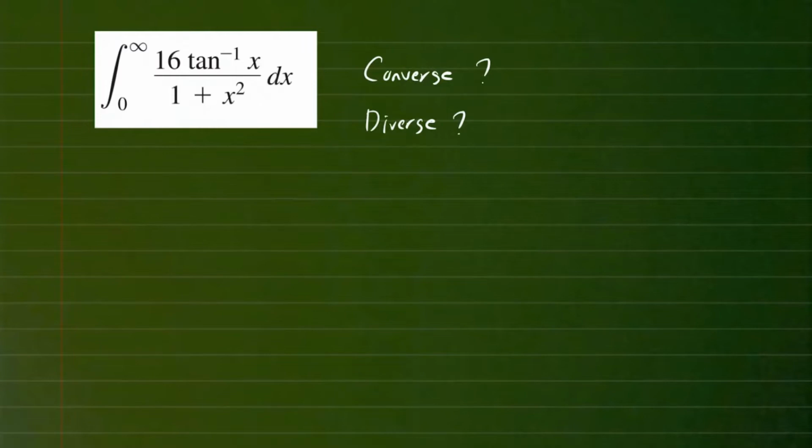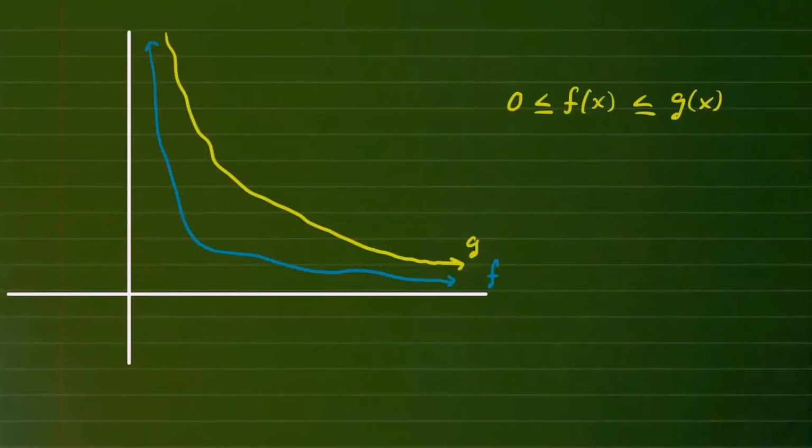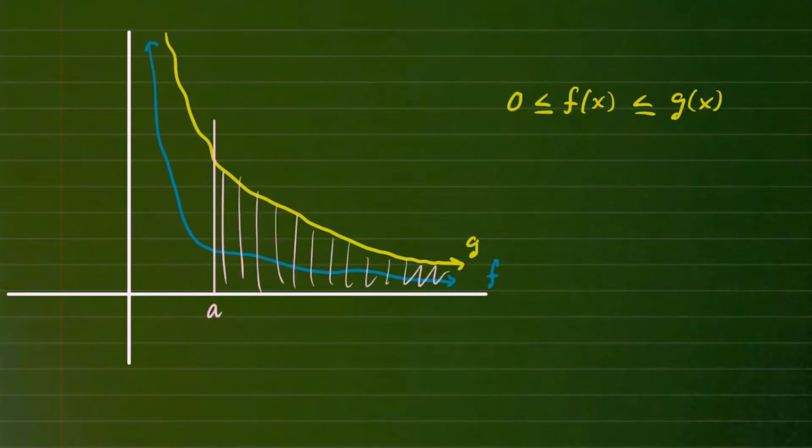So let's talk about the direct comparison test. Let's take a look at this picture. So I have this inequality where f happens to be below g of x. They're both positive. So we want to know what would happen as you integrate the following. Let's say we want to look at only this particular piece of these two functions, from some a. So if you look at the integral from a to infinity of f of x dx, well, that's definitely less than the integral from a to infinity of g of x dx.